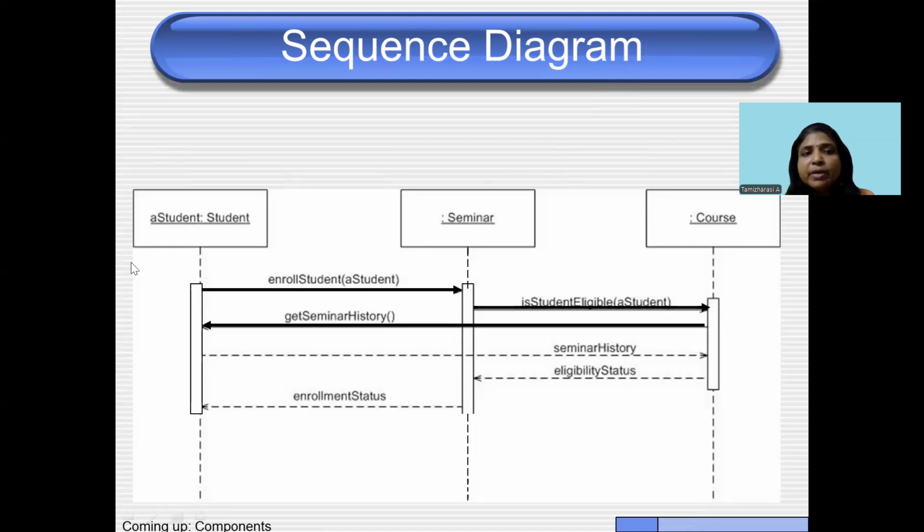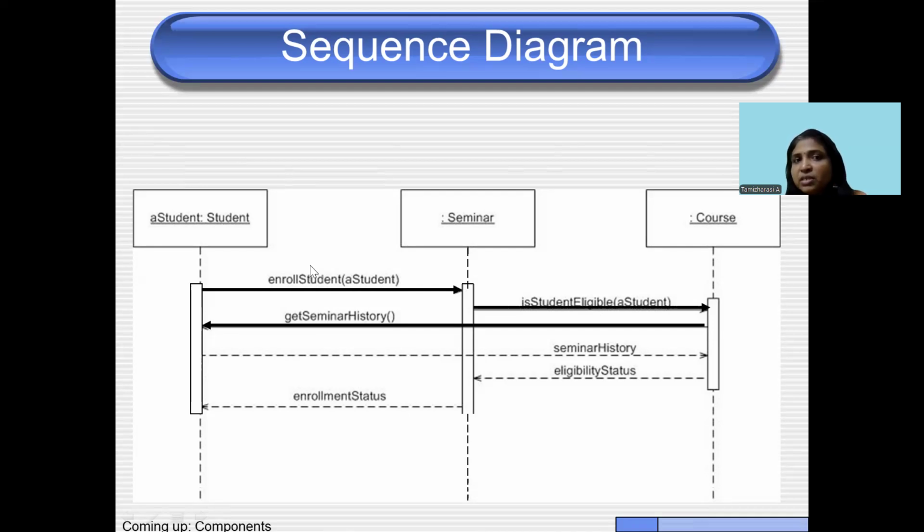This is the representation. Here you have the actors or objects, and this is the interaction between the objects. For example, you have student, seminar, and course. The first action is that the student enrolls for a seminar. Once he enrolls, internally it checks the eligibility: is the student eligible for that particular course? And then the history is generated.